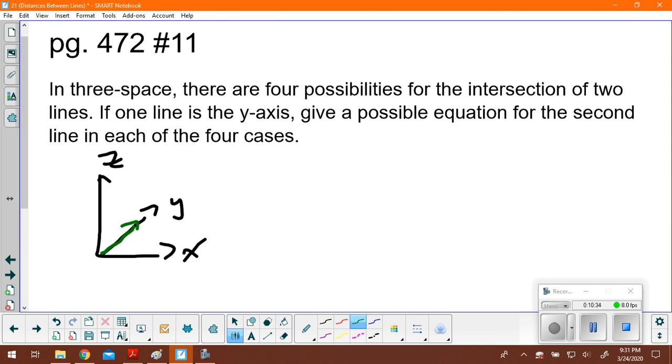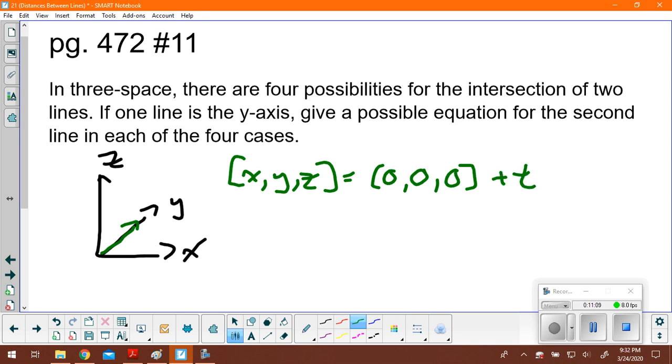The line is the y-axis. So what would its equation look like? X, Y, Z is equal to... Okay, so I need a point on that axis. Basically all the points on the y-axis are 0, y, and then 0. Doesn't matter which number I use. To make it super simple, let's just use the origin. Okay, 0, 0, 0.